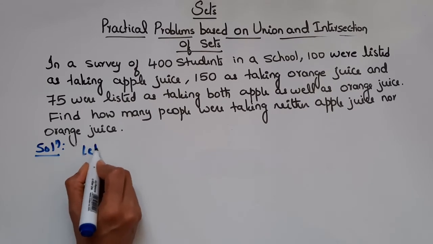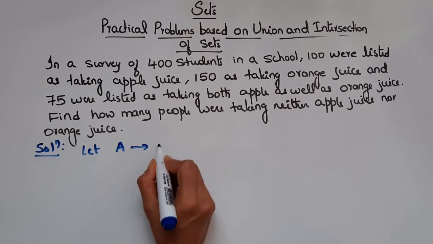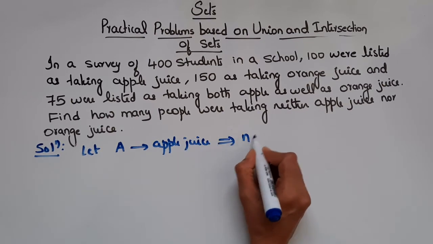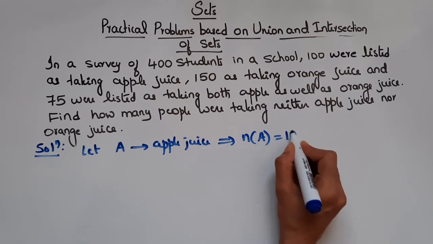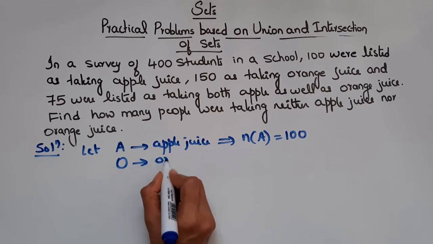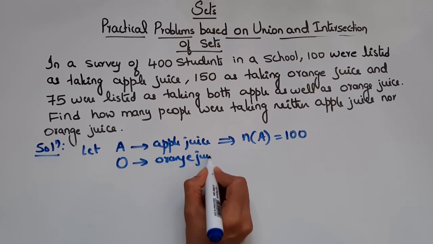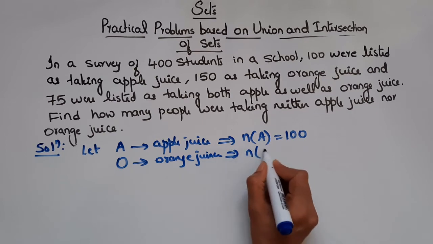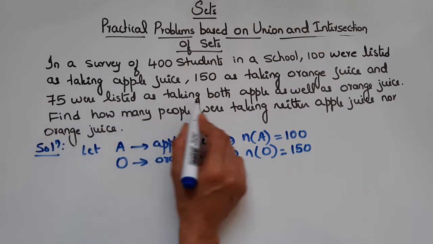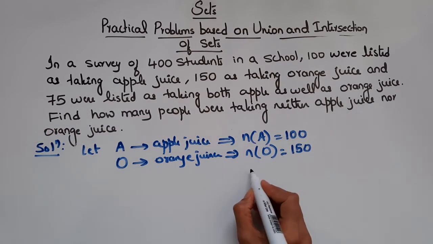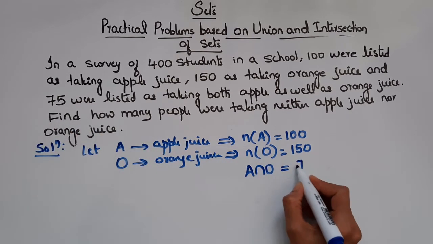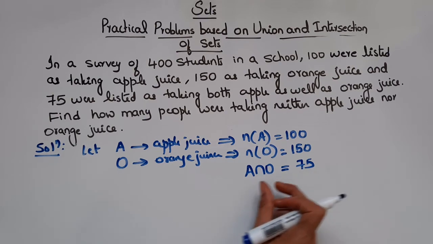So first, let A be the set of people who take apple juice. This implies the number of people who take apple juice is 100. And let O be the set of people who take orange juice. So the number of people who take orange juice is 150, right? And 75 were listed as taking both apple as well as orange juice. That means A intersection O is how many? 75. So 75 people take both apple and orange juice.